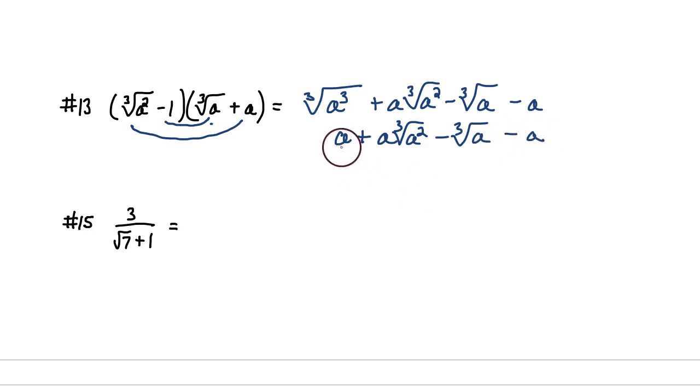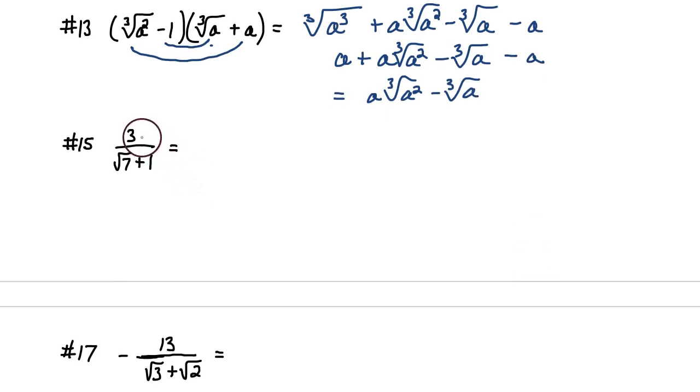Finally, notice how there's an a here, but at the end a -a. Those will cancel away, leaving as the final answer a cube root of a squared minus cube root of a. These are not like radicals, so we can't go any farther.